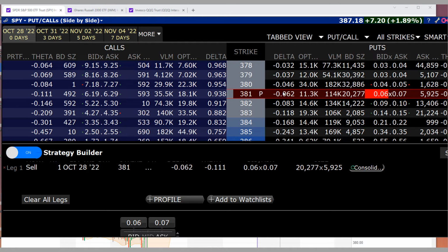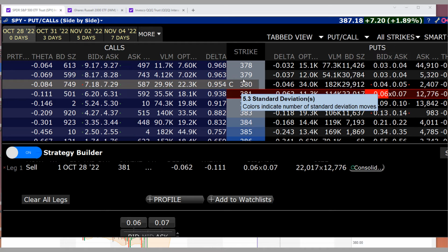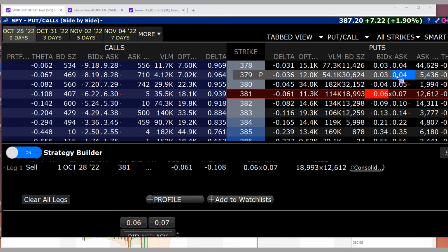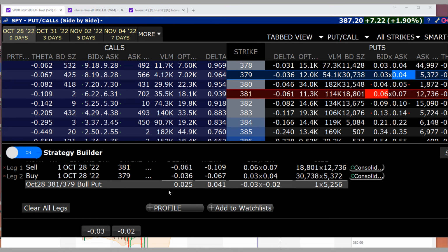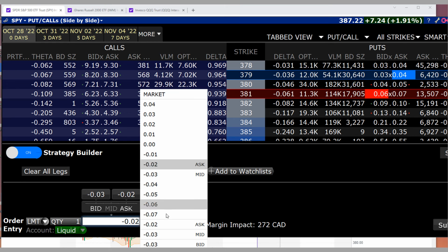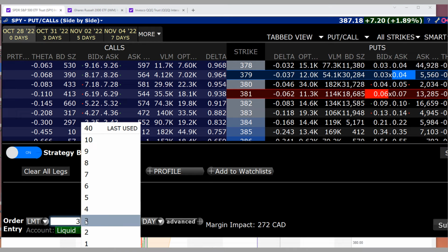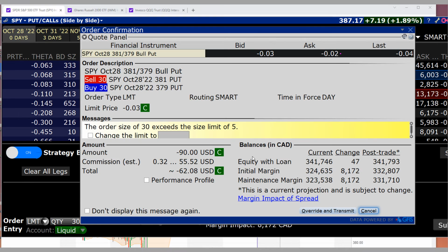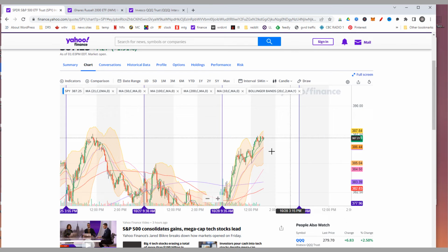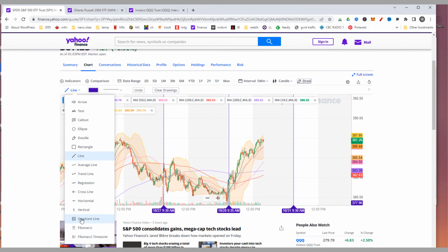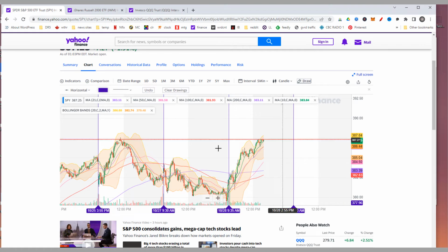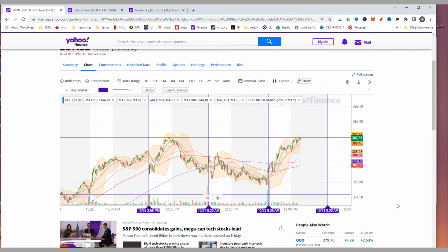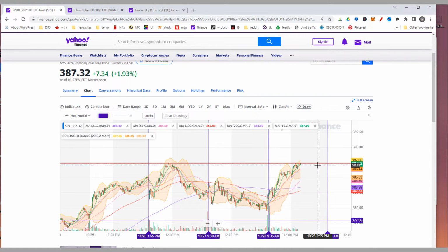So at 381, I can get 6 or 7 cents. That's a 6 delta. Maybe I'll go to the 379 strike and buy that. So that should give me like a 3-cent spread. And for the quantity, maybe I'll do 30. That's going to use up about $8,000 of margin, and I'll make $62 after commission, roughly. Looking at the last couple of days, there is a resistance line right around here from Wednesday. So it'll be a challenge for SPY to increase past that level.